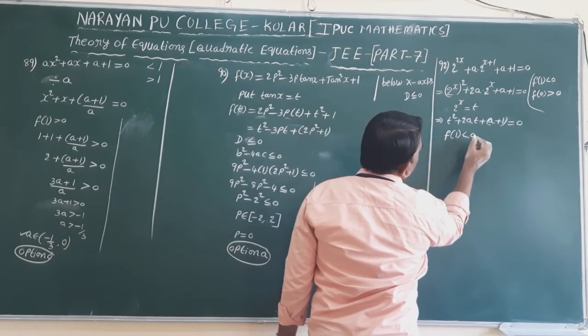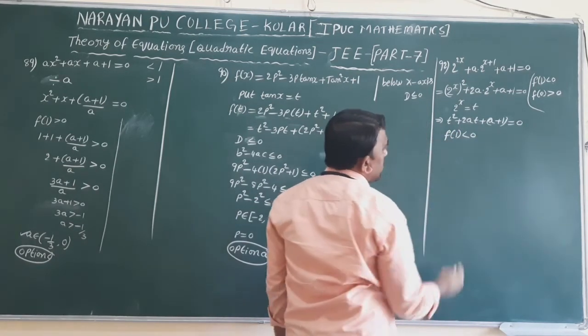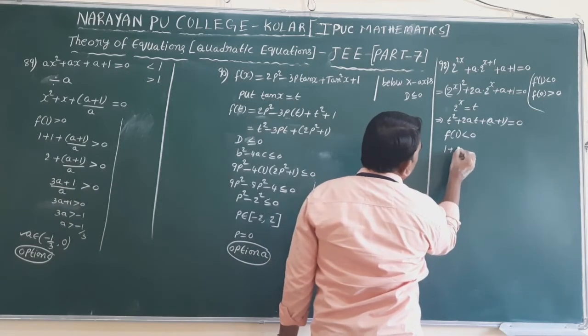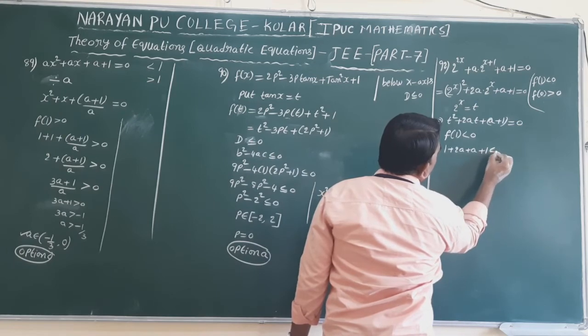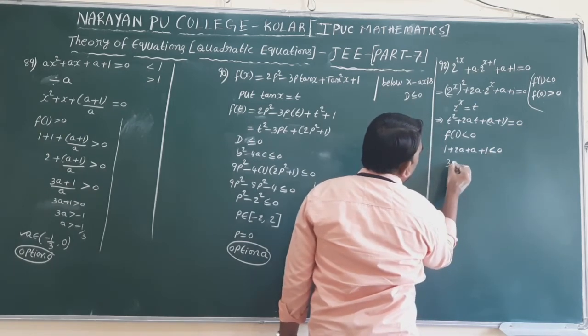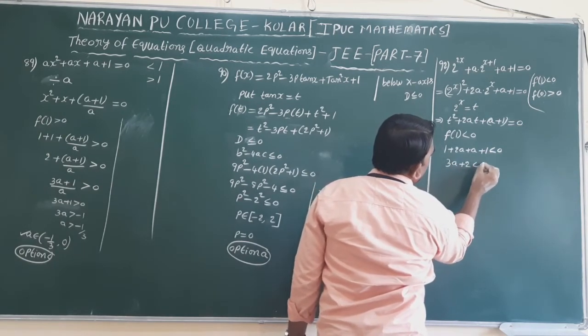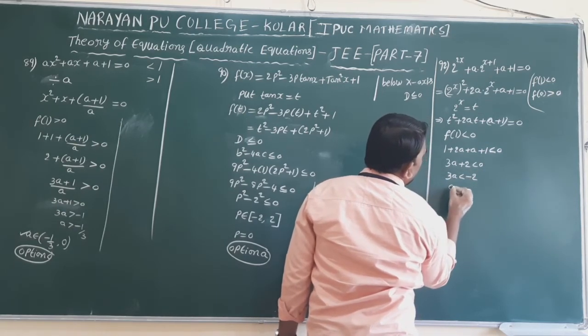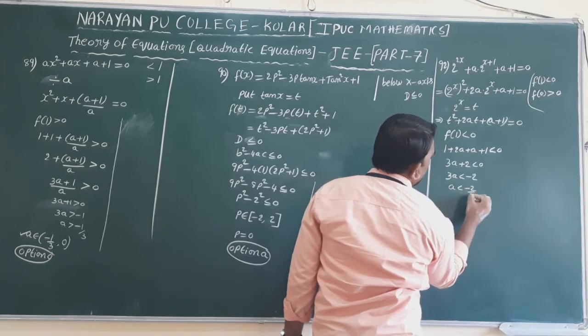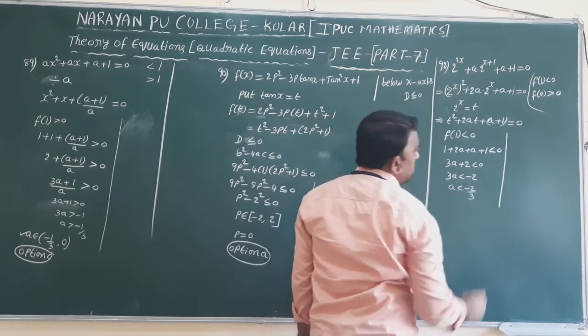Sorry, f of 1 is less than 0. Wherever t is there, substitute 1. 1 plus 2a plus a plus 1 is less than 0. 3a plus 2 is less than 0. 3a is less than minus 2. A value is less than minus 2 by 3. That is f of 1 is less than 0.